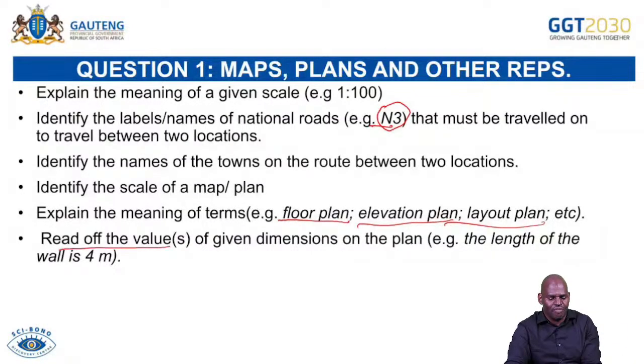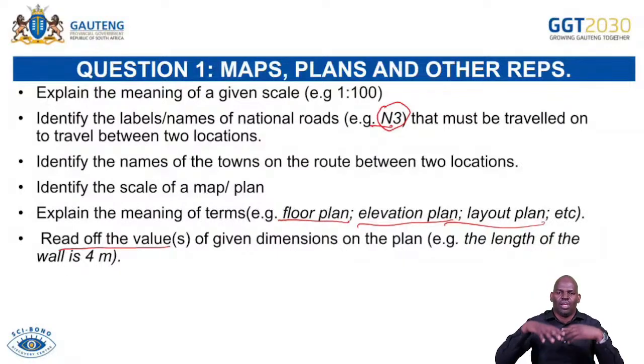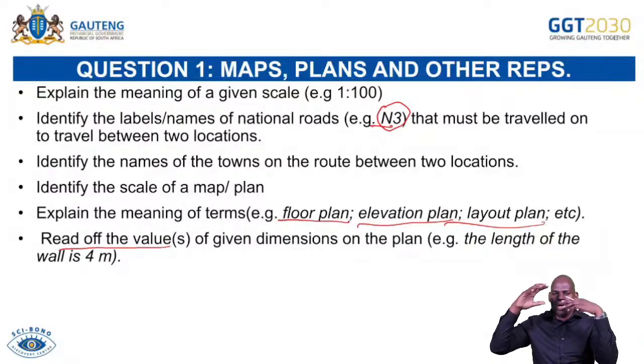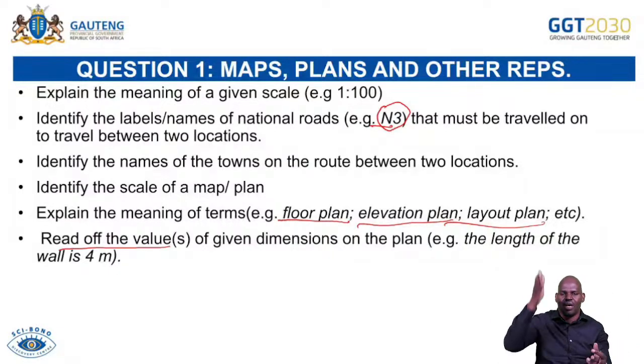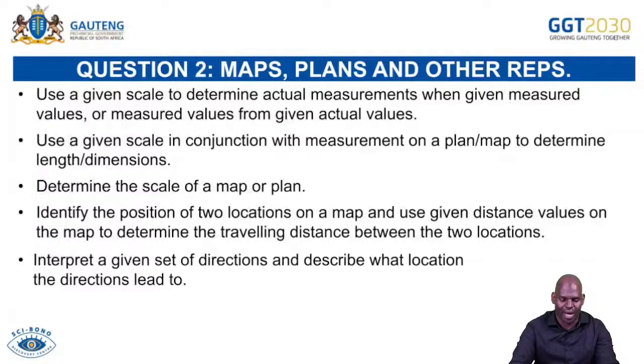And read off the values of given dimensions on the plan, e.g. the length of the wall is 4 meters. In other words, if a plan is given, the values of the sides are given, the dimensions are given, you must be able to tell that this side is 5 meters or the other side is 7 meters, and so on. So you do have an idea there. Boys and girls, I'm not going to dwell a lot on this because we actually did this before. I'm just refreshing your memory. I'm just worried about the time.